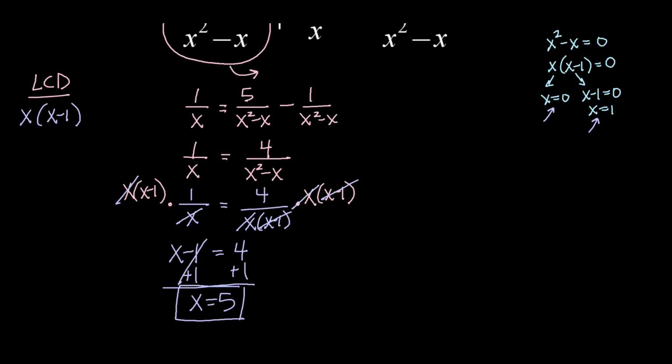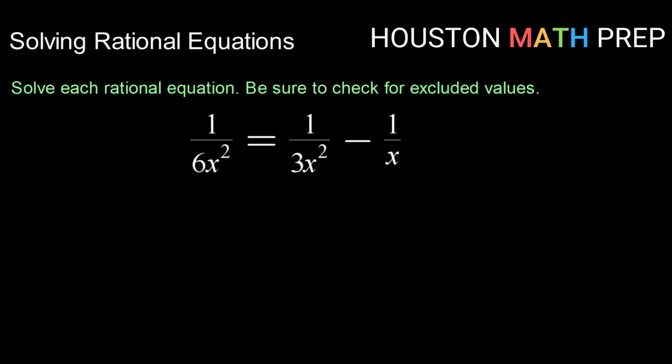All right, let's check out one more. So here's another rational equation. Start off by listing out any excluded values, taking each and every denominator and seeing what would make that denominator 0. So starting with our left hand, 6x squared equaling 0. Well, go ahead and divide both sides by 6. x squared equals 0. Taking the square root, I get x equals 0 is an excluded value.